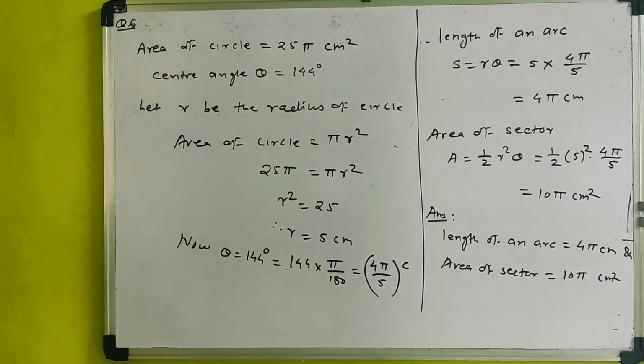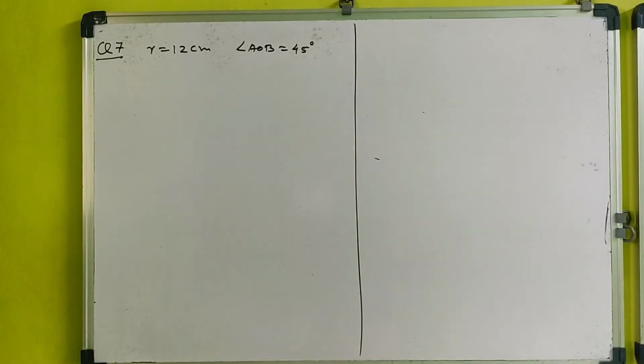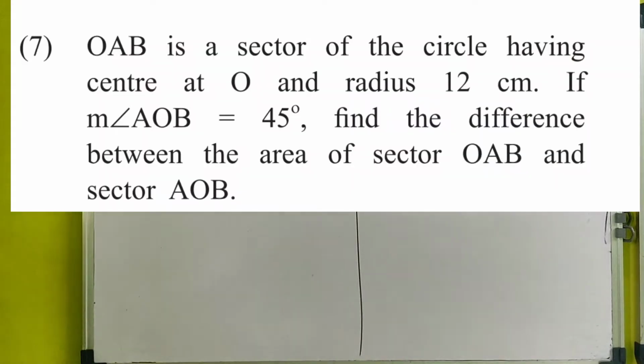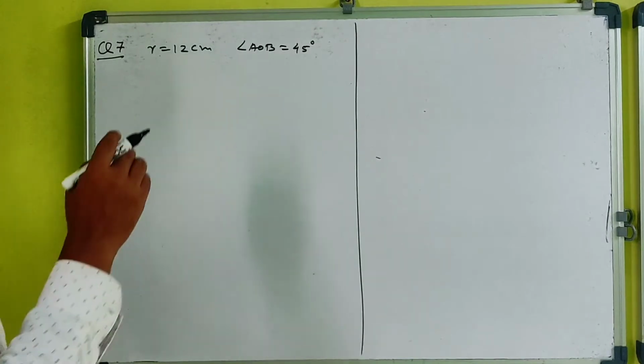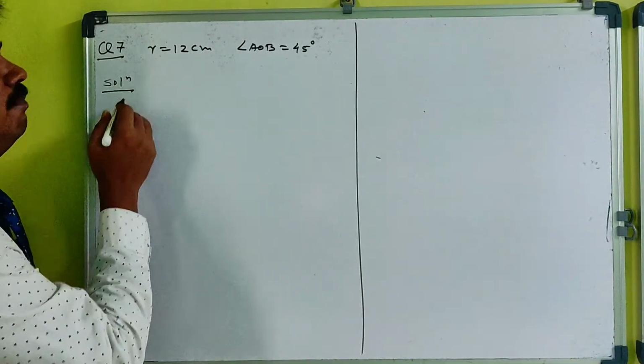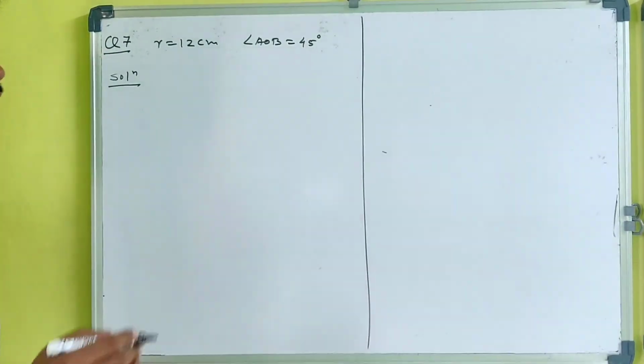Look at it carefully once, children. Yes, so the next question, question number 7. What is given in question number 7? OAB is a sector of a circle having center at O and the radius is 12 centimeter. If measure of angle AOB is 45 degree, find the difference between the area of sector OAB and triangle OAB. You have to find the difference of the sector and triangle OAB here. Let's understand what is given in the question.